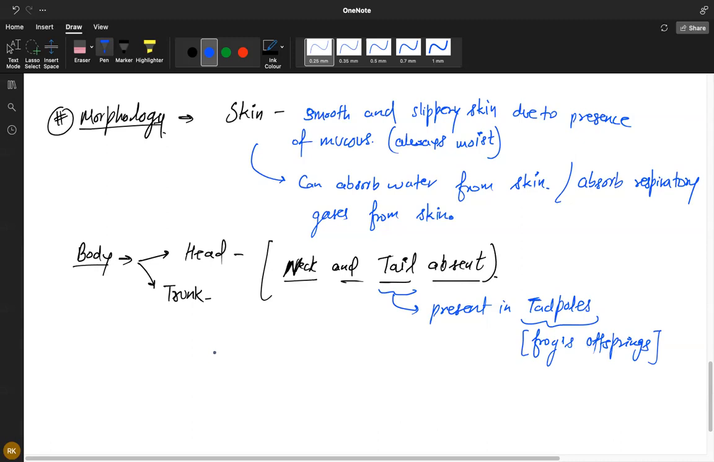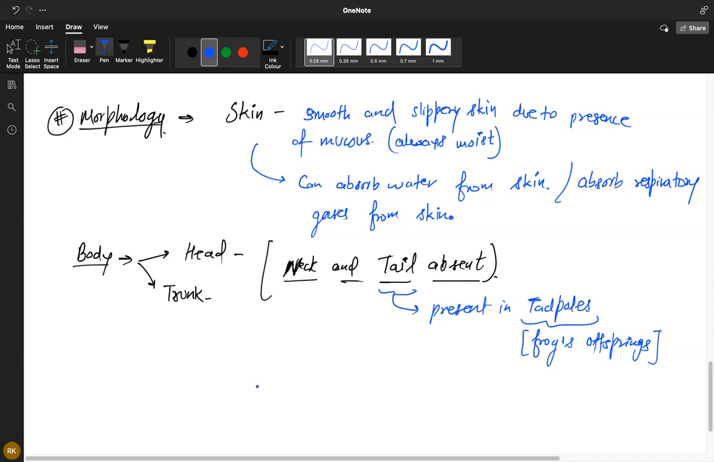Okay. They look more like a fish and less like a frog. Then they undergo changes in their body, which is called molting, morphometric changes, and become frogs. They lose their tail, grow their limbs, and they become frogs. Okay. But remember, tail and neck can be present in other amphibians, but not here.